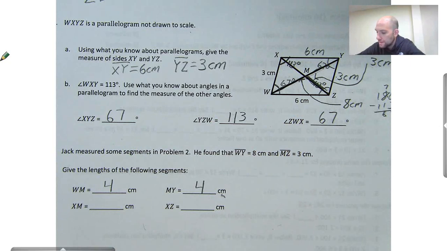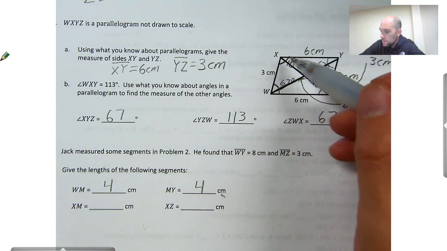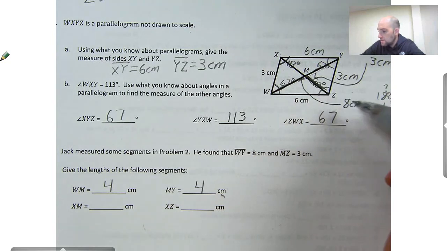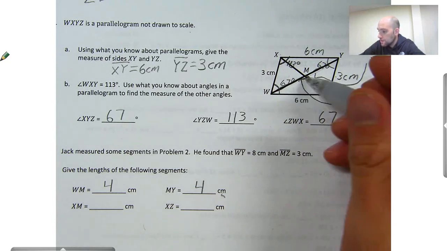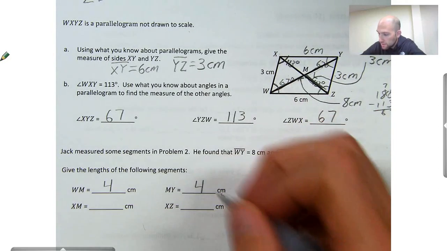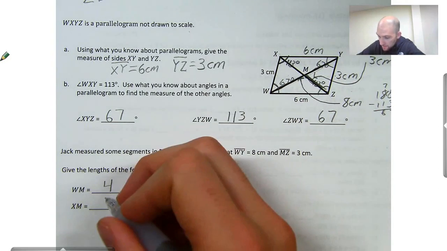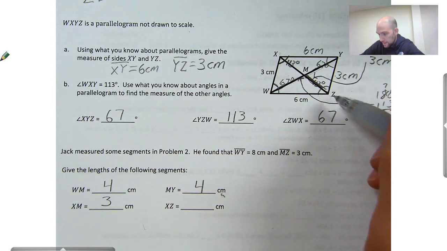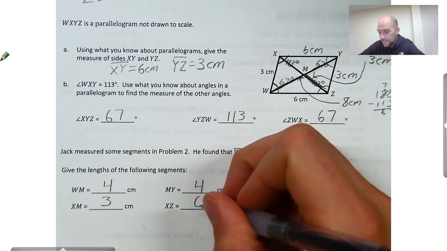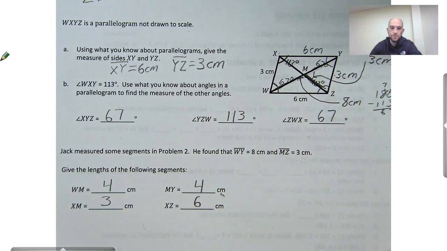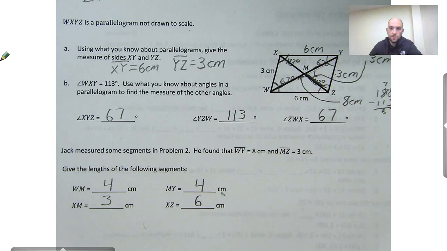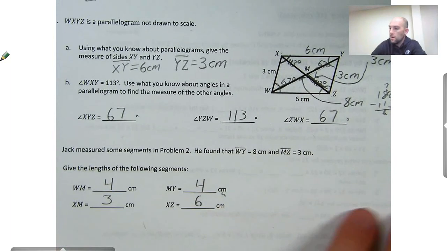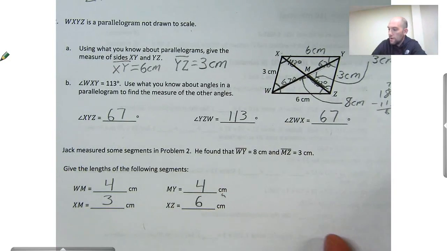Now it wants us to look for XM and XZ. If MZ is 3 centimeters, the other half also needs to be 3 centimeters. So XM is 3 centimeters. And then the whole line altogether from X to Z is 3 plus 3, which will give us 6 centimeters. So we're able to fill in all of our measurements and angles just by knowing a couple of our dimensions there.